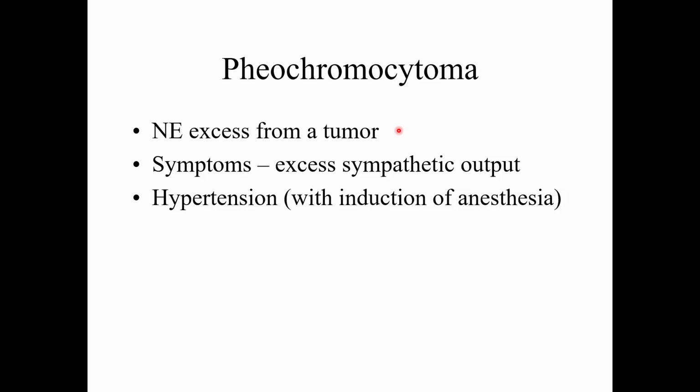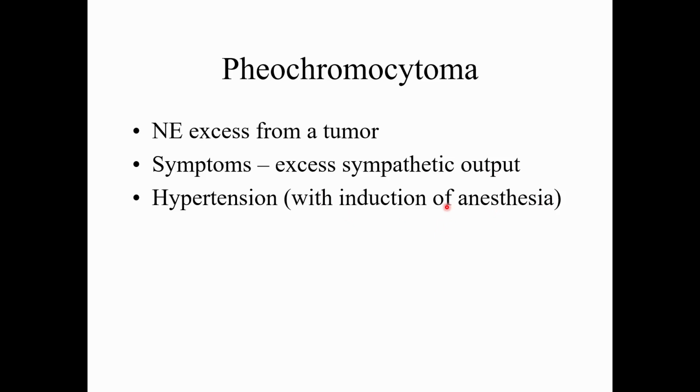A pheochromocytoma is a tumor that produces excess norepinephrine. That could be in the adrenal gland, but it doesn't have to. Tumor could be elsewhere. So these folks are going to produce excess norepinephrine or excess sympathetic output. And maybe they have hypertension all the time, or maybe they just have hypertension when they're stressed. And when could a person be stressed? With the induction of anesthesia.